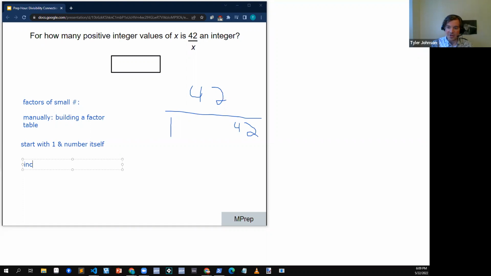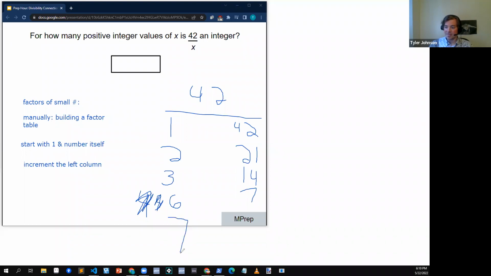And then what I want to do is increment the left column. So increment 1, I try 2. Does 2 fit into 42? Yeah, 2 times 21 makes 42. Then I keep incrementing. I try 3. Does 3 fit into 42? Well, 3 times 15 is 45, so 3 times 14 is 42. And I keep incrementing. Does 4 fit into 42? Nah, 4 goes into 40, but not quite 42. 5 also goes into 40, but not 42. 6 works. 6 times 7 is 42.